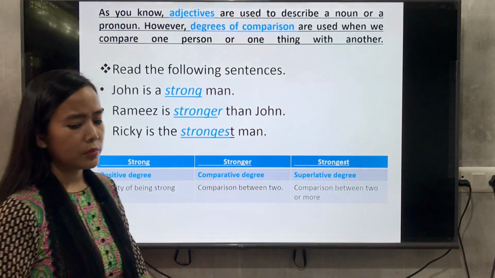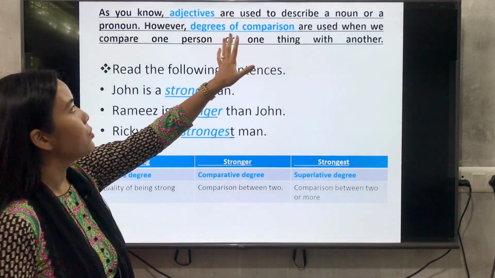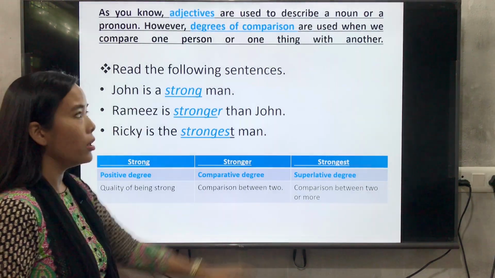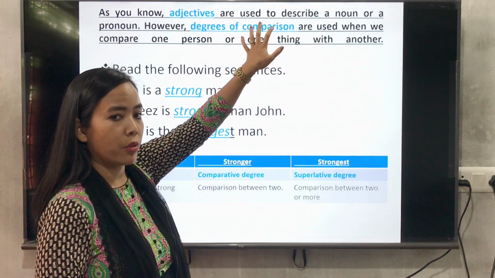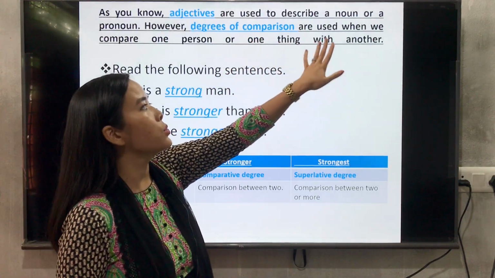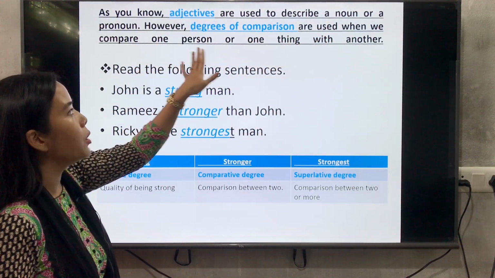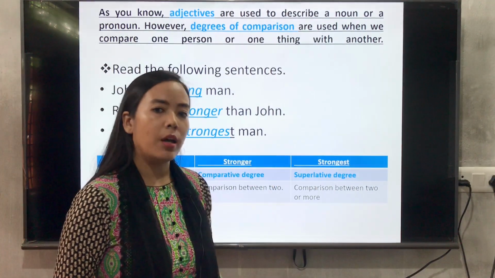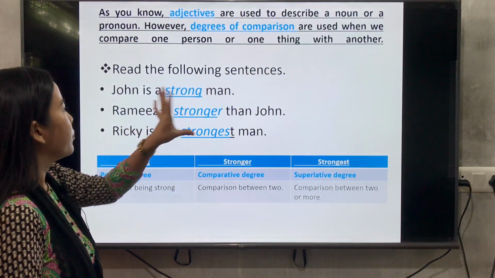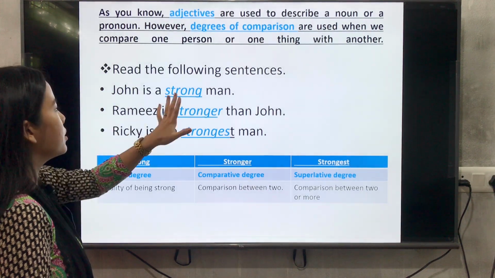As you know, adjectives are used to describe a noun or a pronoun. However, degrees of comparison, this is what we are going to learn today. Degrees of comparison are used when we compare one person or one thing with another. Okay, let's see the example. This example is given in your book. So, let's read the examples.